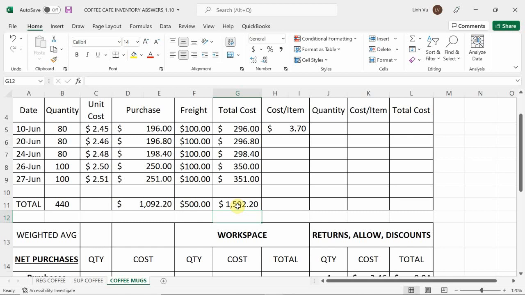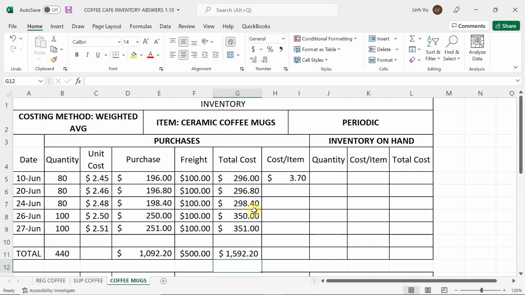We don't need our cost per item because what kind of costing method are we going to be calculating for our ceramic coffee mugs? What costing method are we going to be using? Weighted average. Moving weighted average, average cost, whatever you want to refer to it. It means the same thing. They're all going to be average.